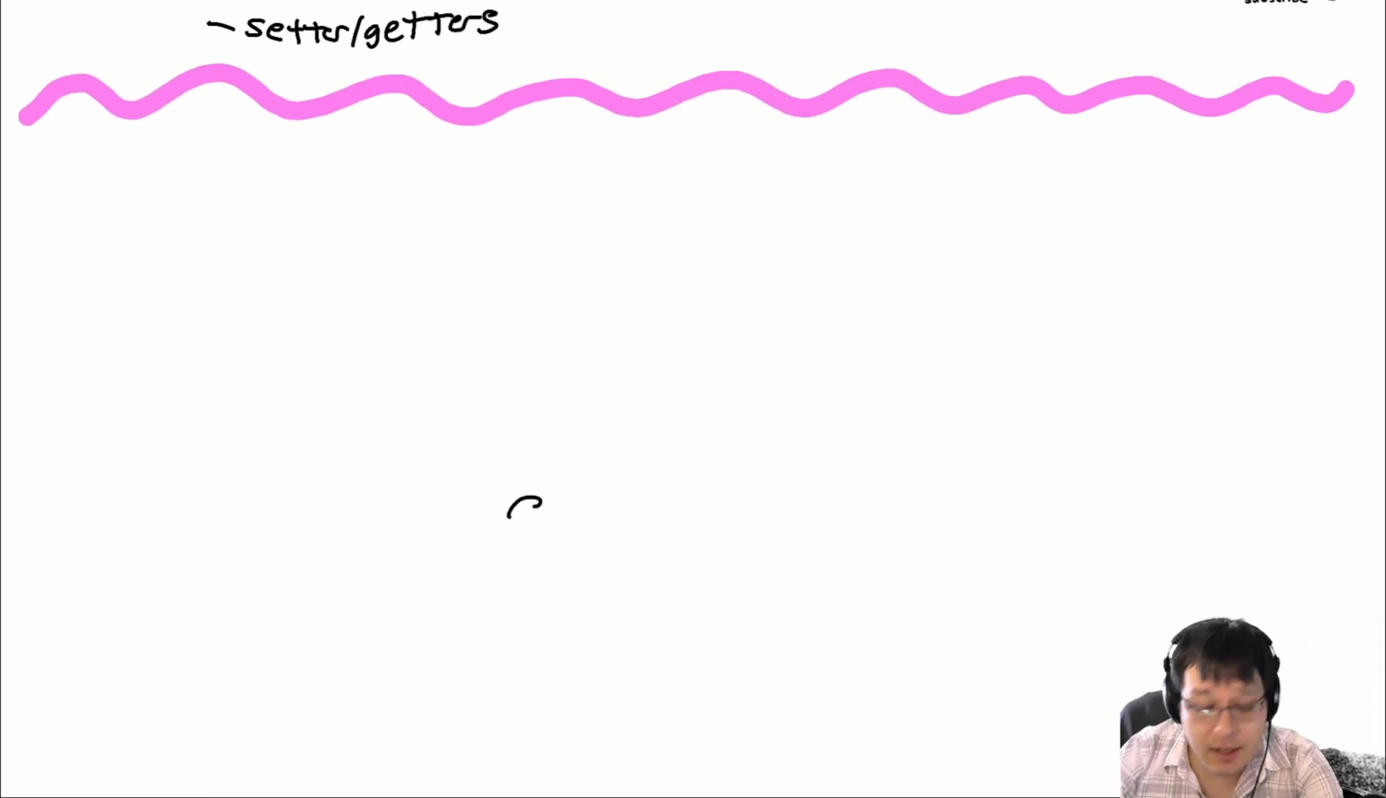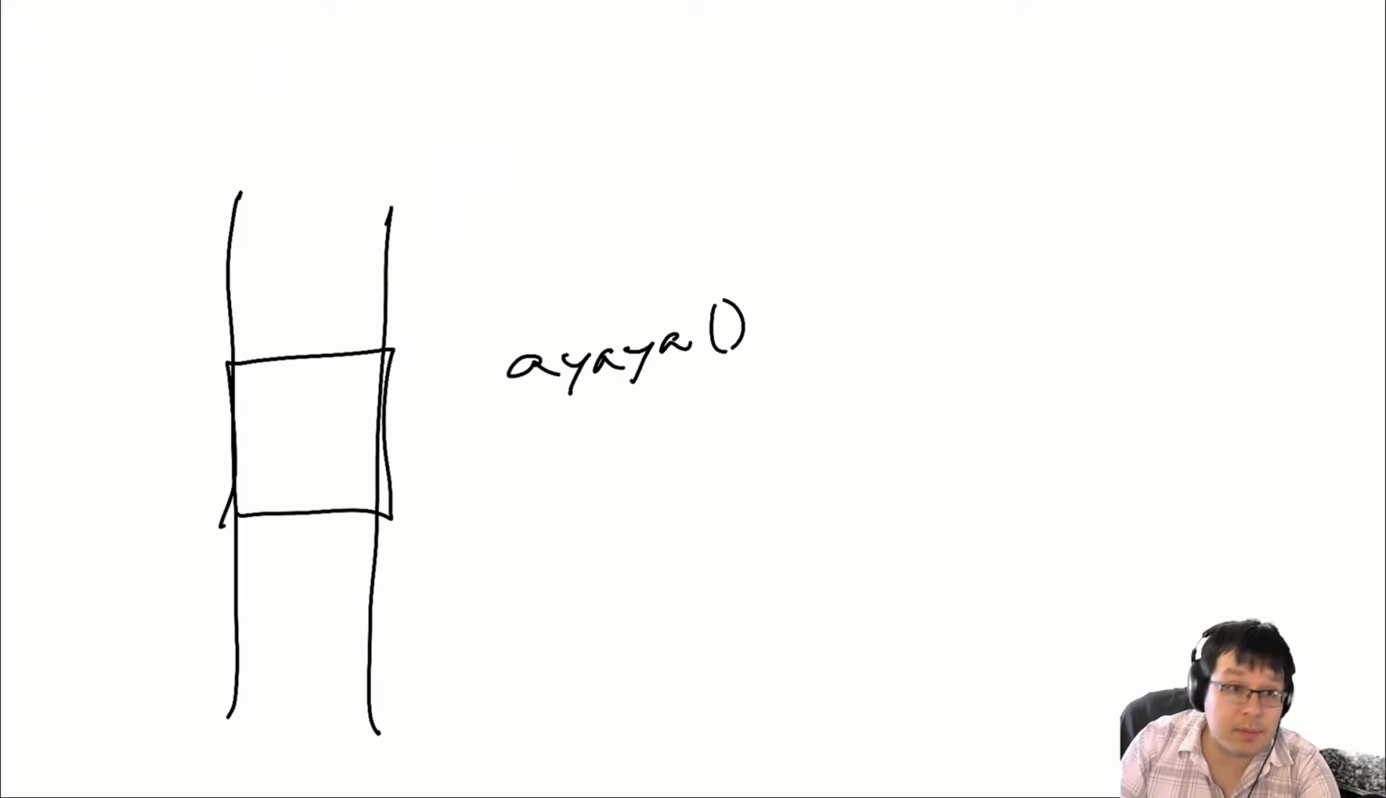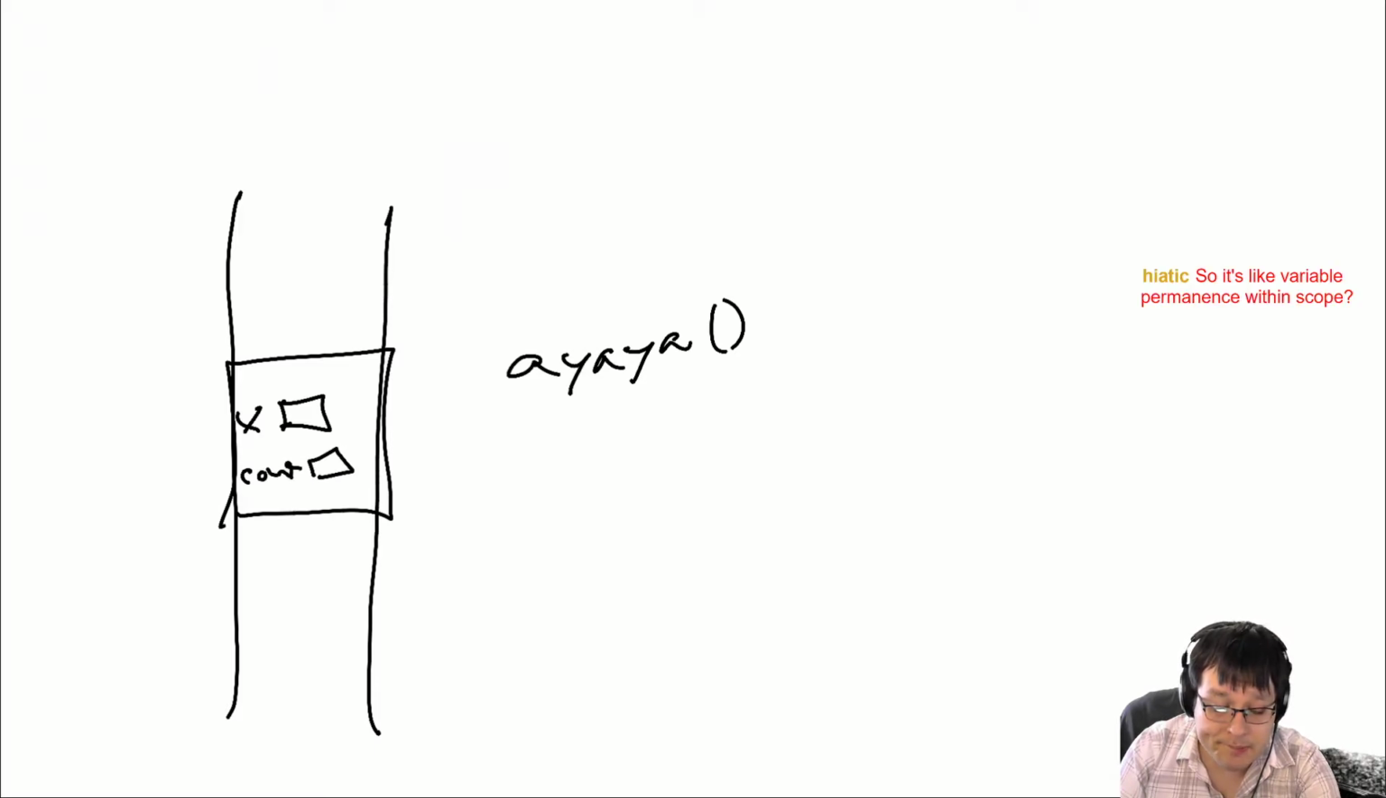I got my function, and when I call that function in memory, I get a little slot that has parameters and local variables. So it has an x value here, and if I had a normal count without the static, it would have a count variable. So if I call the function again, it would have another x and another count.